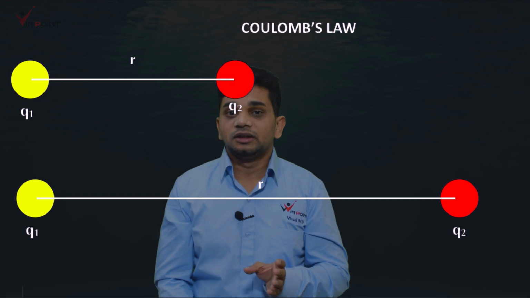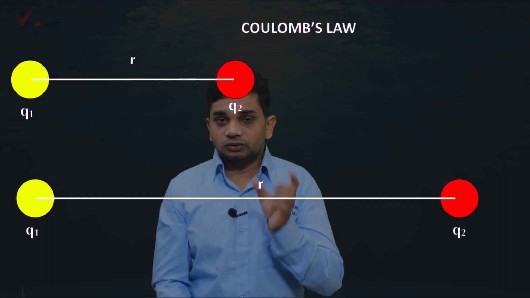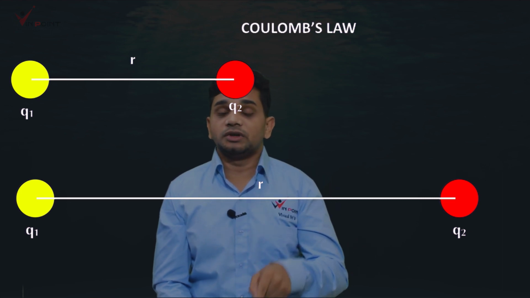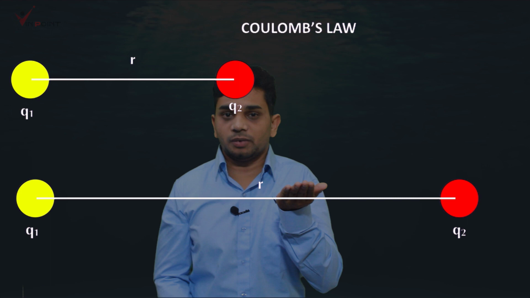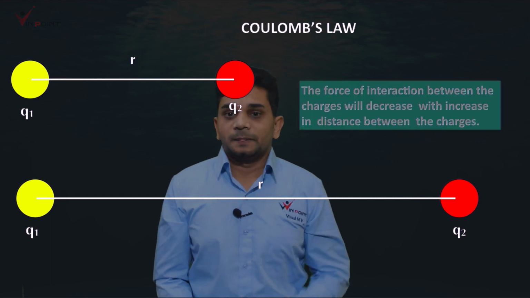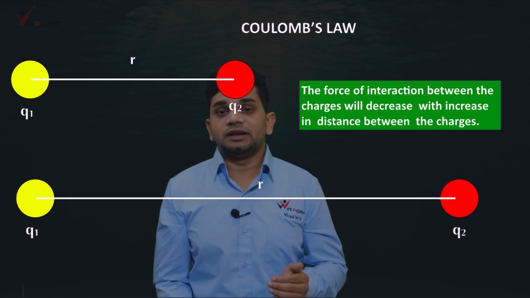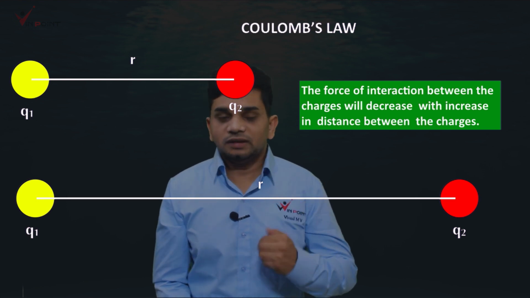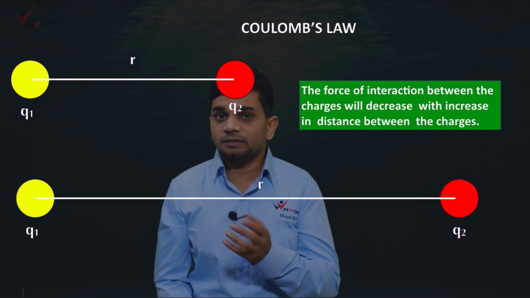Experimentally it is found that it depends on the square of the distance. So we can say that the force of interaction is inversely proportional to the square of the distance. If the distance is more, the force will be less. That is inversely proportional. Let us write it. The force of interaction between the charges will decrease with increase in distance between the charges. These are the two factors on which the force of interaction depends. There is one more factor, the medium, that we will discuss.